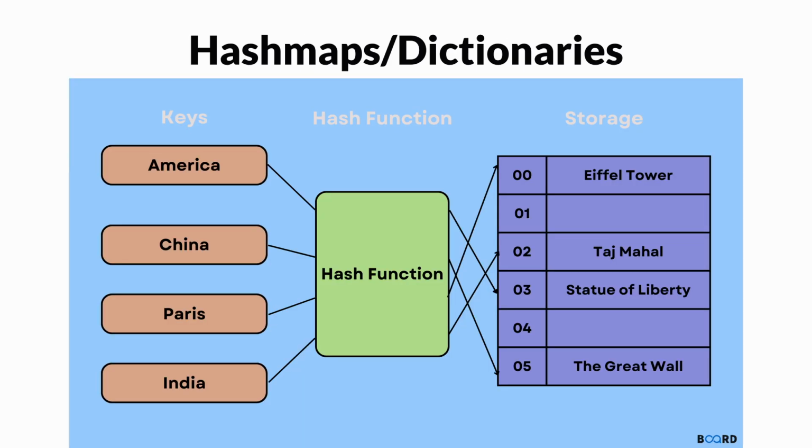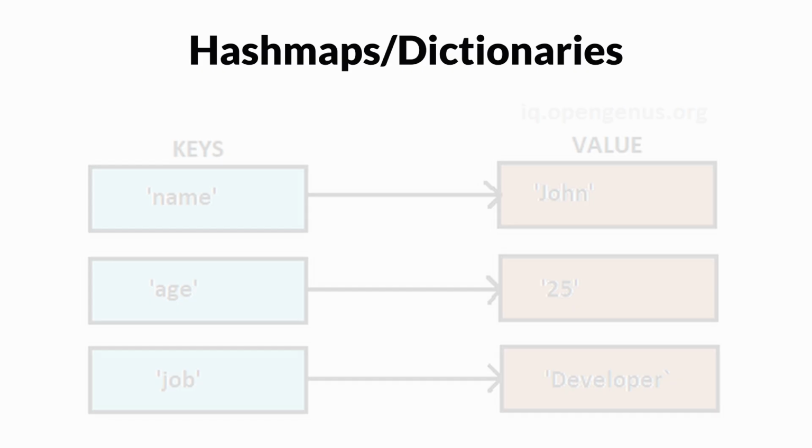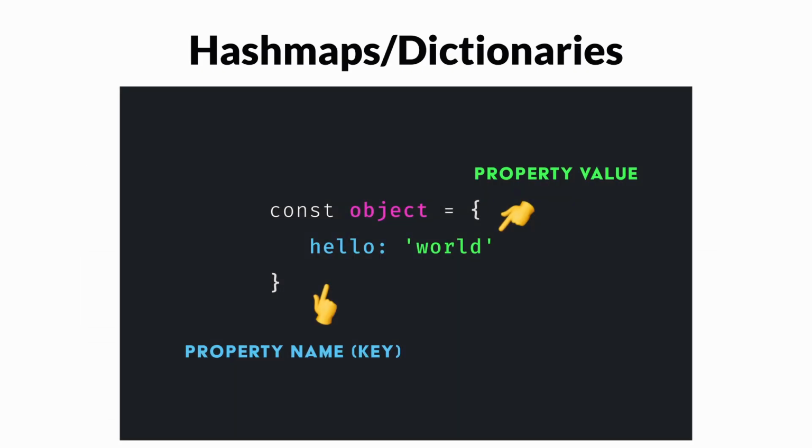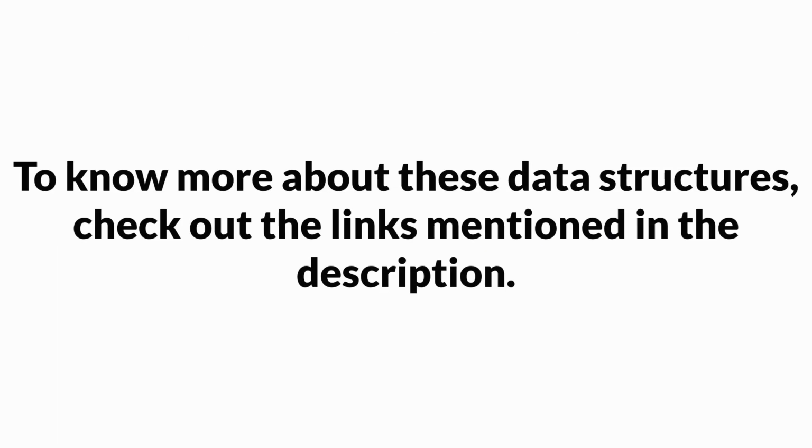Lastly, let's talk about hash maps, also known as dictionaries in Python. These are key value pairs where each value is associated with a unique key. Hash maps are used when you want to map one piece of data to another. For example, you might use a hash map to store a list of people and their ages. Here, the names are the keys and the ages are the values. They're kind of like objects in JavaScript. This is the time complexity to do various operations with hash maps. So now that we have a good basic understanding of these data structures, let's dive into the Leetcode problems.